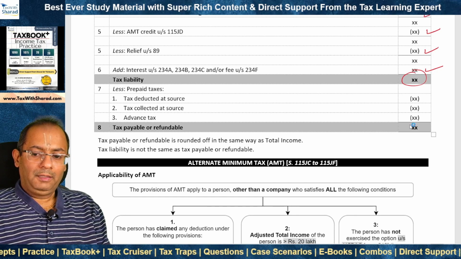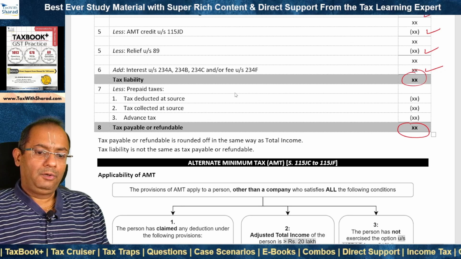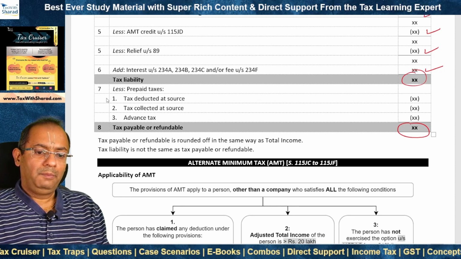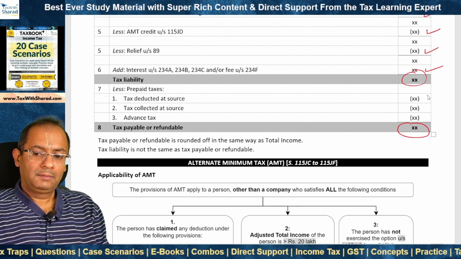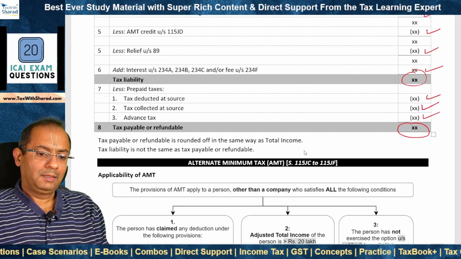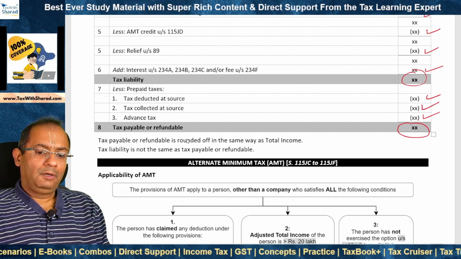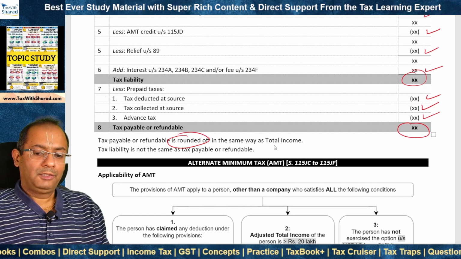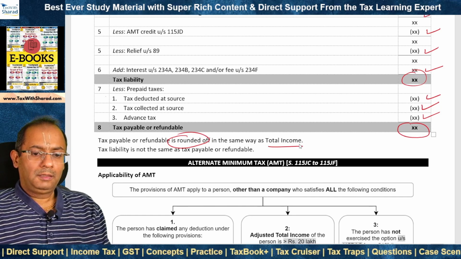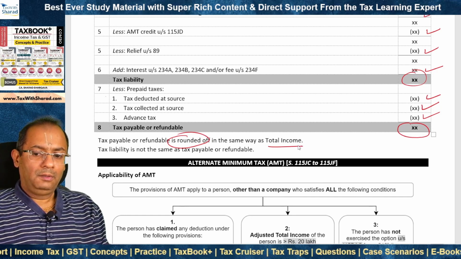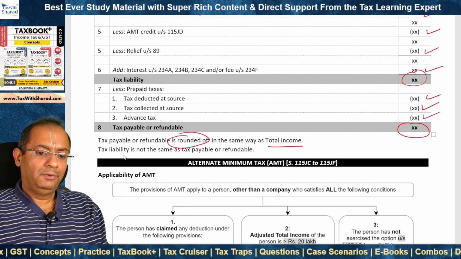In order to arrive at the tax payable or refundable, we need to reduce the prepaid taxes on account of TDS or TCS or advance tax. This tax payable or refundable is rounded off in the same way as total income. This is what we have already looked at in the topic on basic concepts at the beginning of this video.